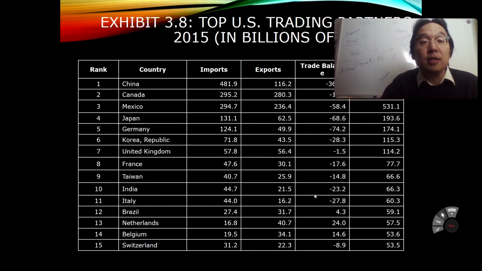The next is Canada, and then the next is Mexico. Clearly, you see why NAFTA has been there, right? Canada, Mexico, and the U.S., they are closely bound to each other. And Japan comes next, and then Germany is the fifth, and there is South Korea, number 6, and it's higher than United Kingdom these days, and France, and Taiwan, and India, and Italy, and Brazil, Netherlands, and Belgium, and Switzerland goes down there. Very interesting table.